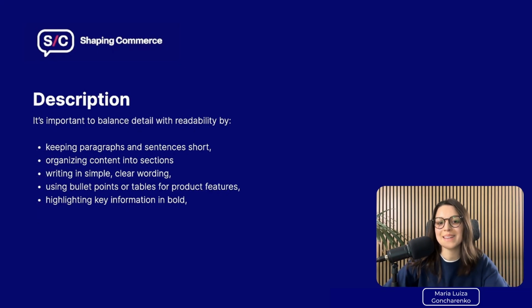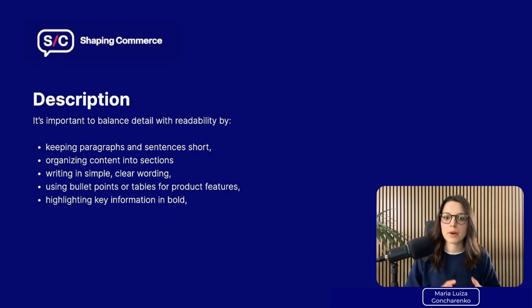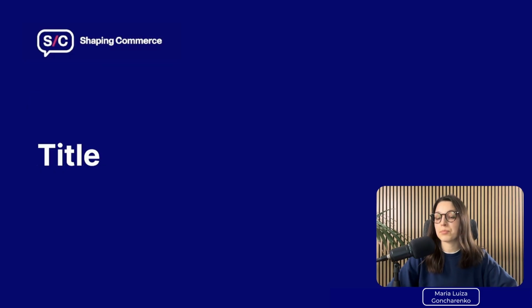At the same time, it's important to balance detail with readability. Text that's too long or disorganized can be off-putting. So it's also important to keep paragraphs and sentences short, to organize content into sections, to use simple and clear vocabulary, to use bullet points or tables for product features, and also to make sure to highlight key information in bold.